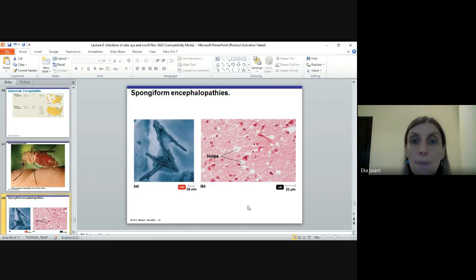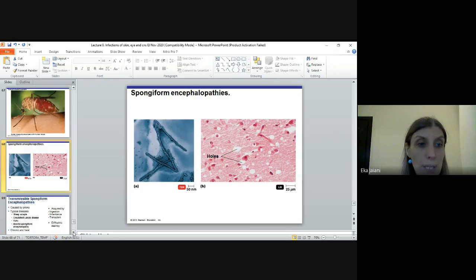And briefly about spongiform encephalopathies, very interesting agents. These are prions. They're neither bacteria nor viruses. They're just proteins, and these are fibrils of these proteins, and they lead to neurodegenerative diseases of the CNS. And these are the holes. The neurons in the brain die due to this prion infection, and holes are left in the brain tissue. That's why the name spongiform encephalopathies.